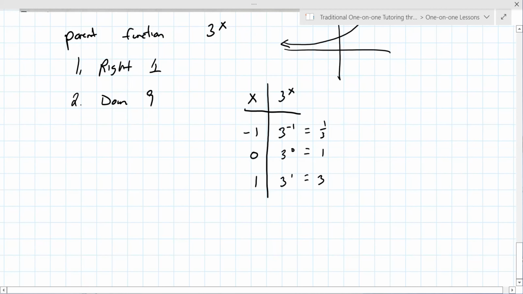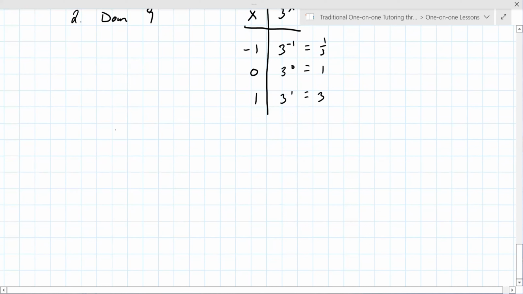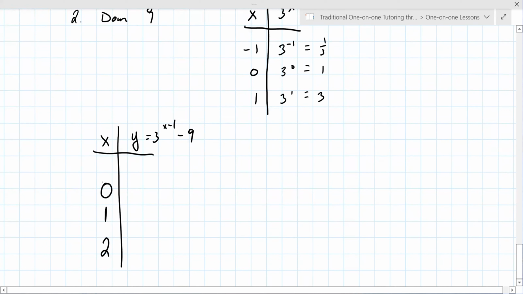But for the new one, the one that they're giving you, it's a bit more complicated. So it's x and then y equals 3 to the x minus 1 minus 9. There's a lot that goes in this, but you choose the number that makes this x minus 1 zero. So that kind of centers you. And at a minimum, you want to go one larger and one smaller. Maybe we'll do more than that, but we'll start with this.